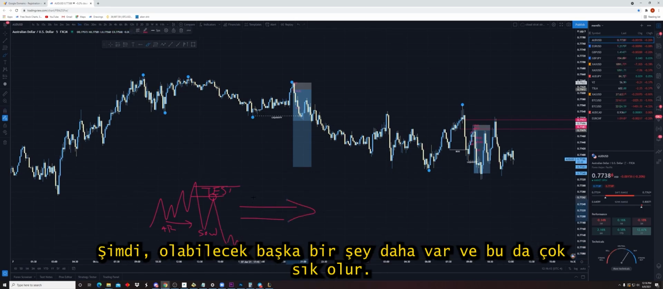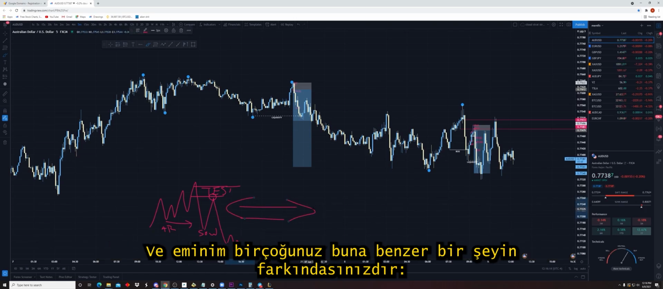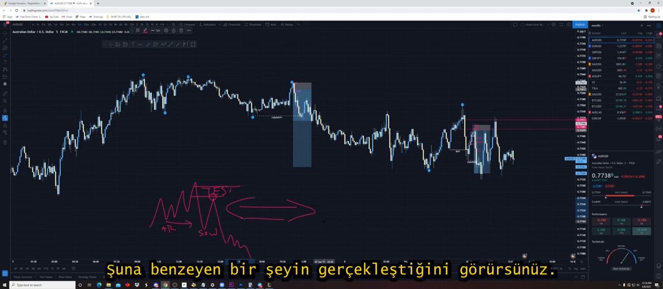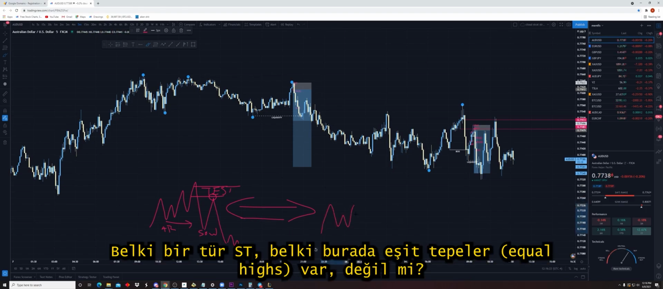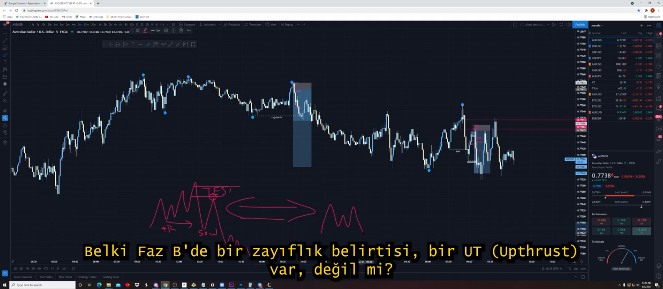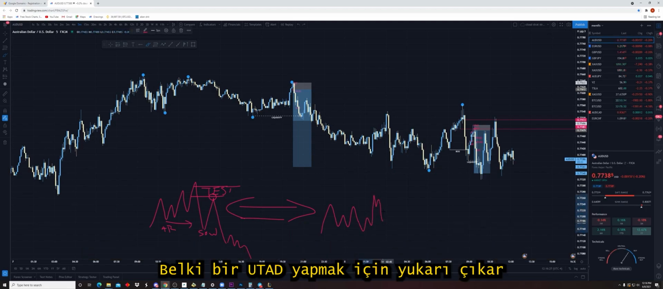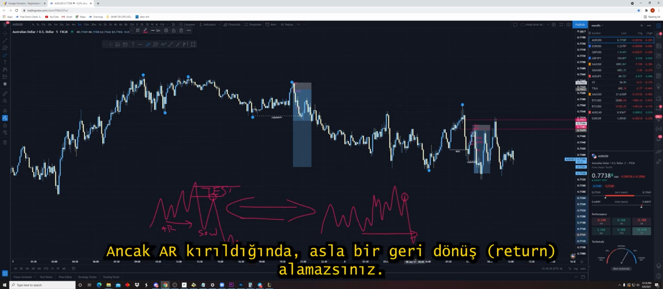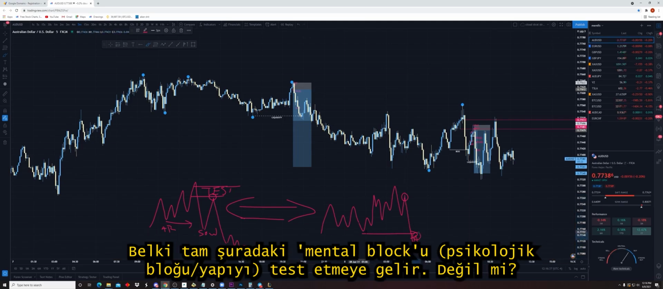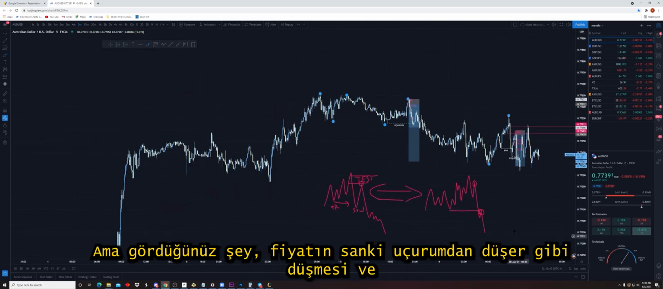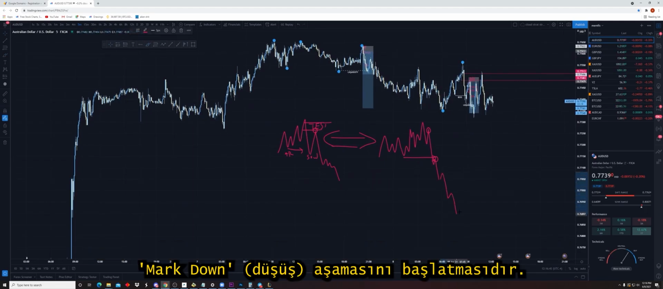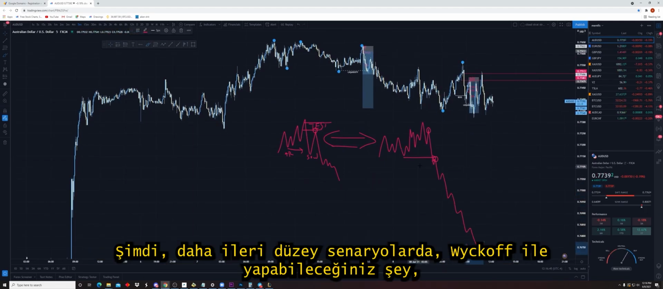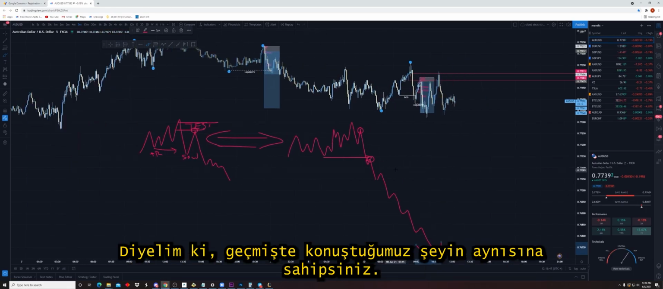Now, another thing that can happen, and this also happens a lot, and I'm sure a lot of you are aware of something like this, is you have something play out that looks like this. You have the buying climax, the AR, right? Some kind of ST, maybe you have some equal highs here, right? Maybe a sign of weakness in phase B, a UT, right? Maybe it comes up to make a UTAD, and then it breaks, tests, and then the AR still hasn't been broken, but when the AR breaks, you never get a return. Maybe it comes to test the MANTFX block right here, right? But what you see is price just kind of falls off the face of the earth and begins to mark down.